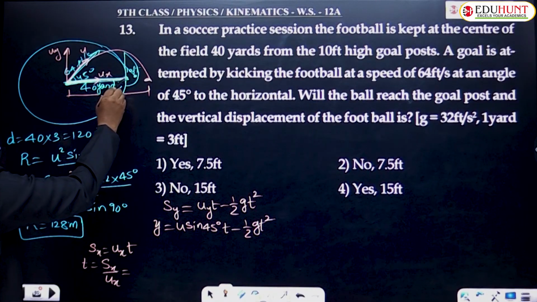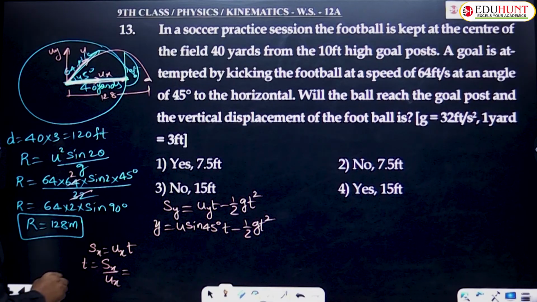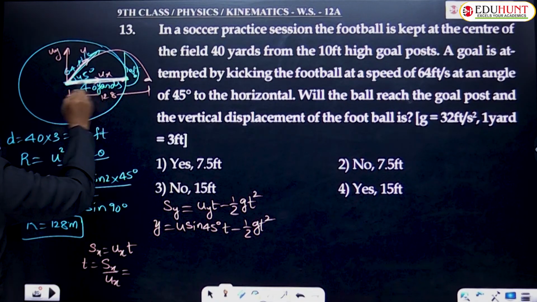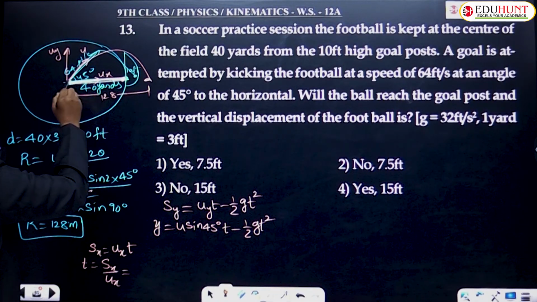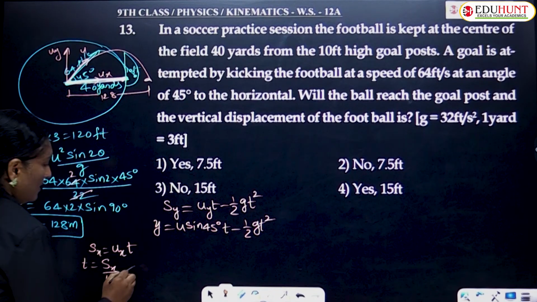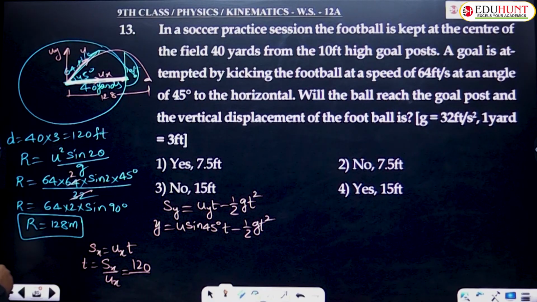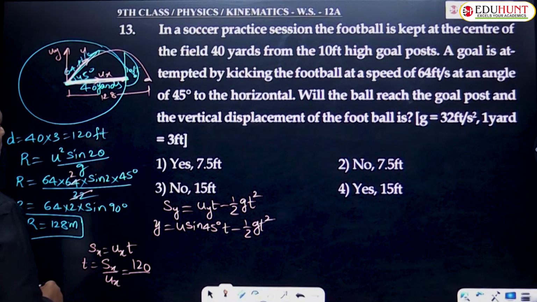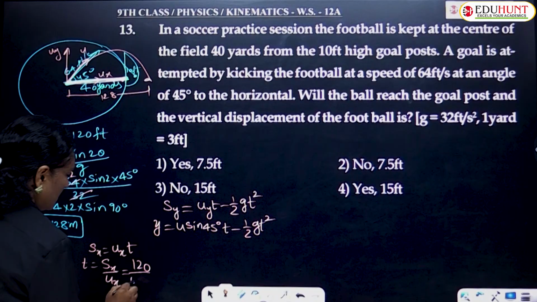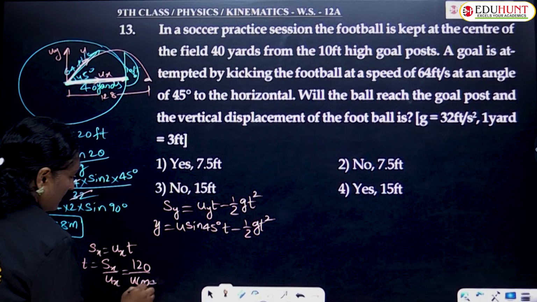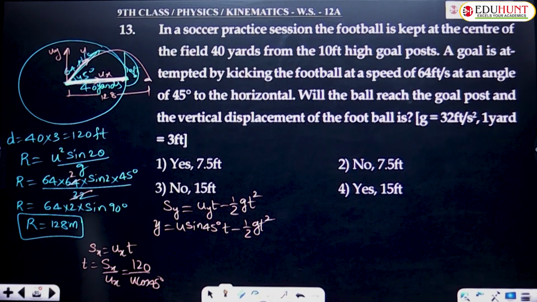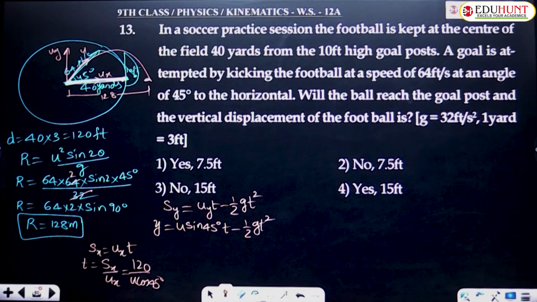Where is the goal post? It is set at 120 meters. This distance is only 120, and the ball has to reach this goal. So 120 upon ux. What is the speed, children? Ux is nothing but u cos 45. So based on that, let us try to substitute the same values.